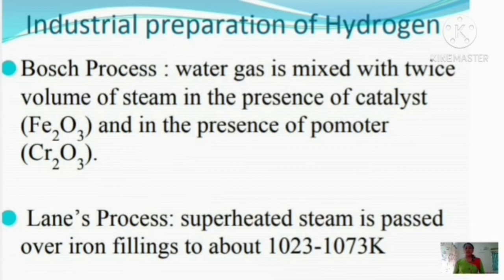In the second method, that is Lane's process, we are using superheated steam, which is passed over iron filings at a high temperature of about 1023 to 1073 Kelvin. And in this way, hydrogen gas is produced.